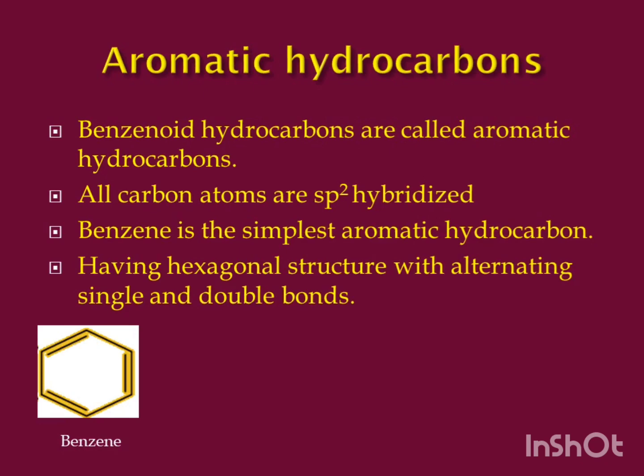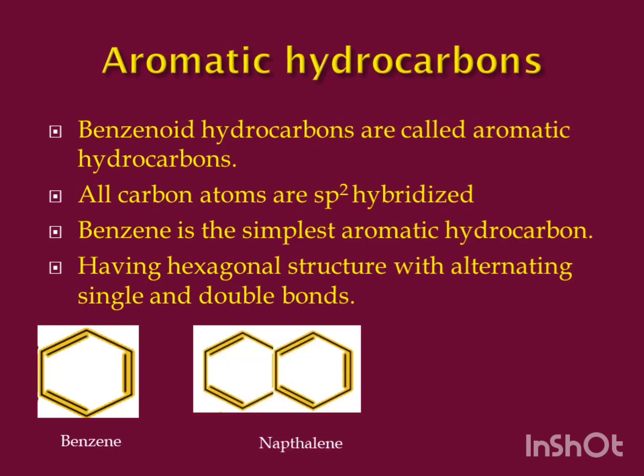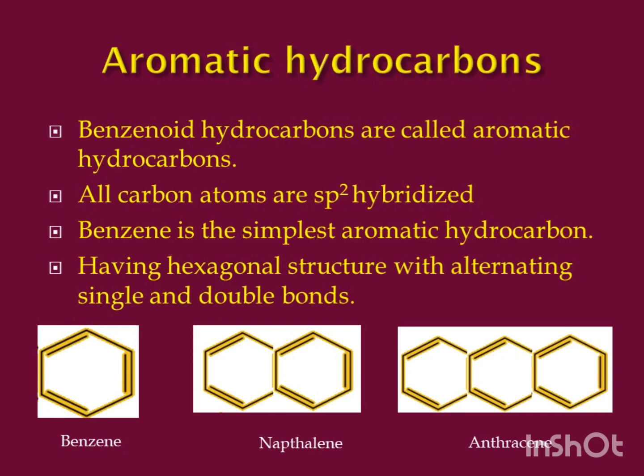Other examples of aromatic hydrocarbons are naphthalene, in which 2 benzene rings are fused together, and anthracene, in which 3 benzene rings are fused together. These are examples of aromatic or benzenoid hydrocarbons.